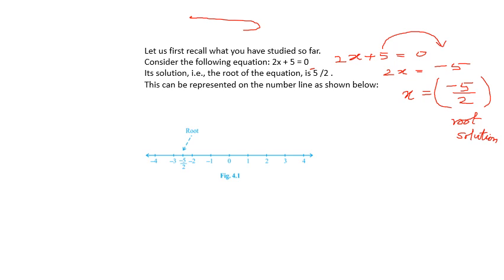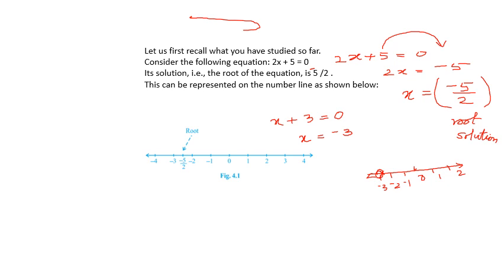Now we can show it on the number line. For example, if I say x plus 3 is equal to 0, then x will be equal to minus 3. We can show it on the number line. As you draw the number line, we have 0 here, 1, 2, and this side we have minus 1, minus 2, minus 3. So where will the minus 3 come? This is the point. What we are talking about is minus 3. Isn't it? So x equal to minus 3. This is what you have learned already, how to represent a linear equation.